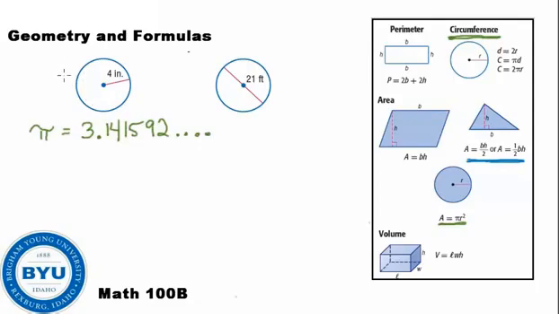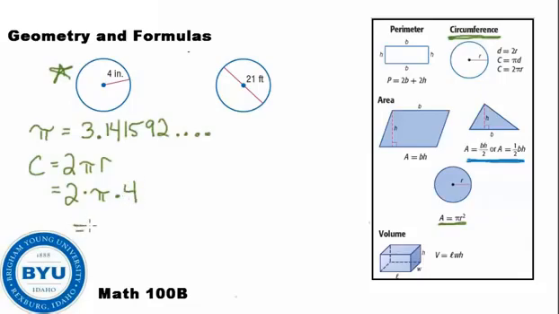So if I was going to work with this circle here, circumference equals 2 times pi times r. So I would go 2 times pi times, and the r, the radius of this circle, is the distance from the center to the edge, which would be 4.